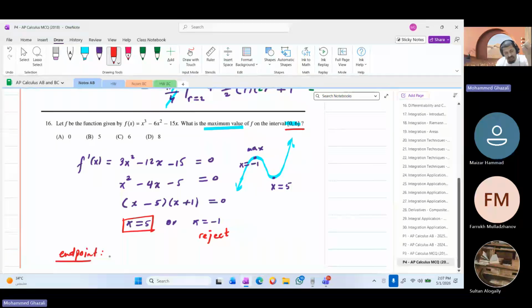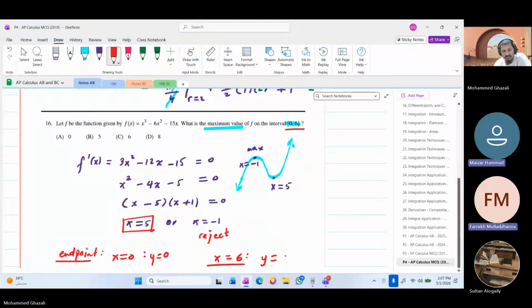Endpoints, x equals 0 is going to give us a y value of 0. And if you substitute x equals 6, it's going to give us 6 cubed minus 6 cubed, which is 0. Then 15 times 6 is just minus 90. Yes? This may be a stupid question, but why is it x minus 5, x plus 1? Because the product of minus 5 and 1 is minus 5, and minus 5 plus 1 is minus 4.